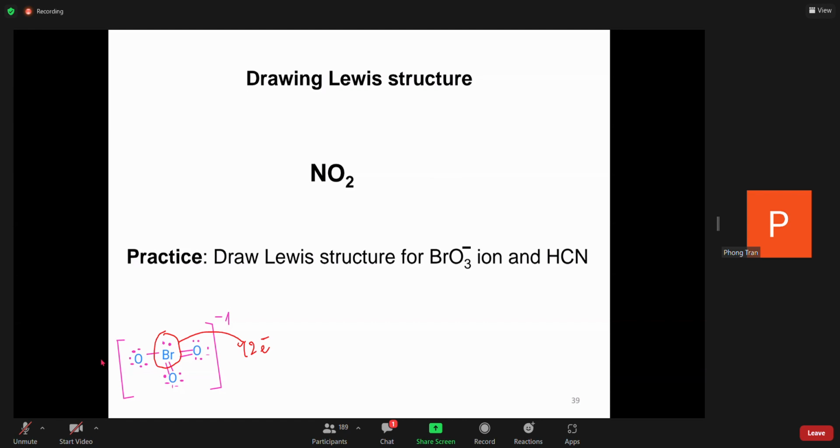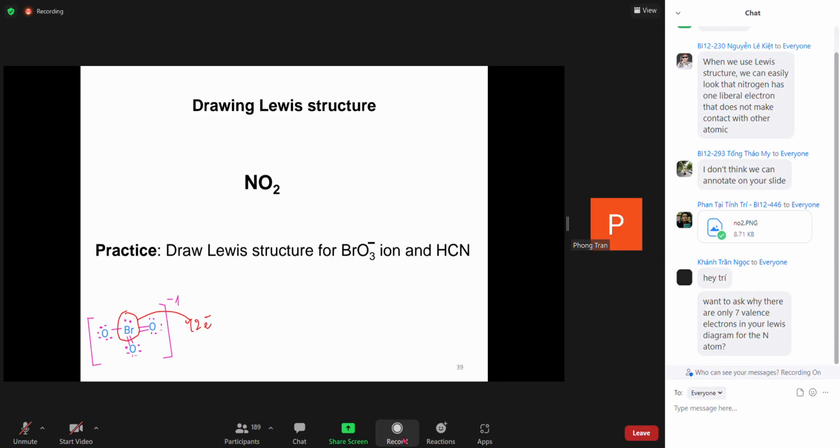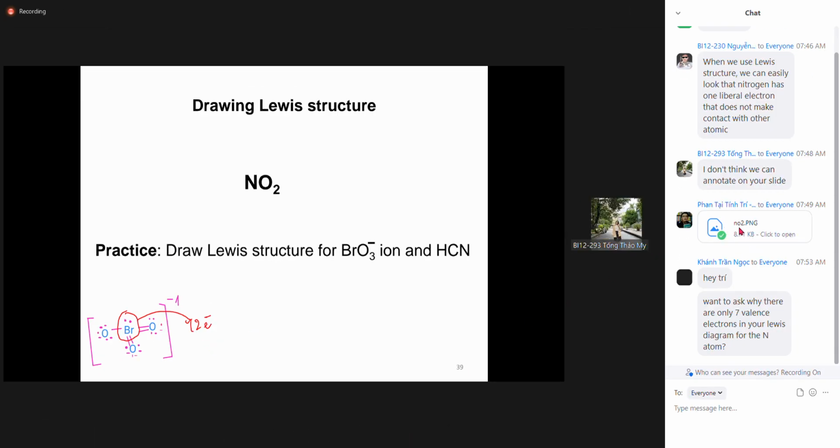So let's do it step by step. Please continue. I don't know how to explain it. Okay. Then how did you come up with this structure? Because I use, how to say it? There are 8 electrons around the oxygen, and the oxygen will have 8 more electrons in this structure.